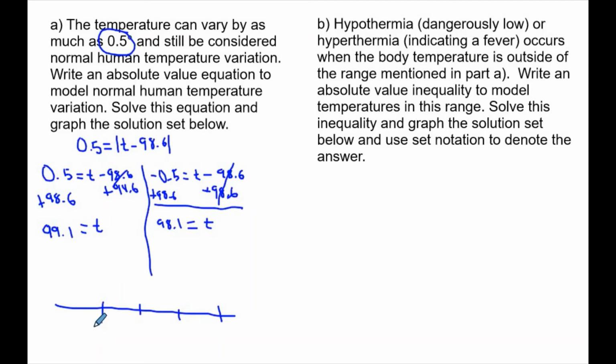So this would be 99 degrees, this would be 99.5, and then 100, and then here we would have 98.5, and then below that we'd have 98 degrees. And so if I were to graph this pretty easily, I'd put 98.1 right here as a dot, and 99.1 right here as a dot, and it would just look like that. That would be the two upper and lower ranges.